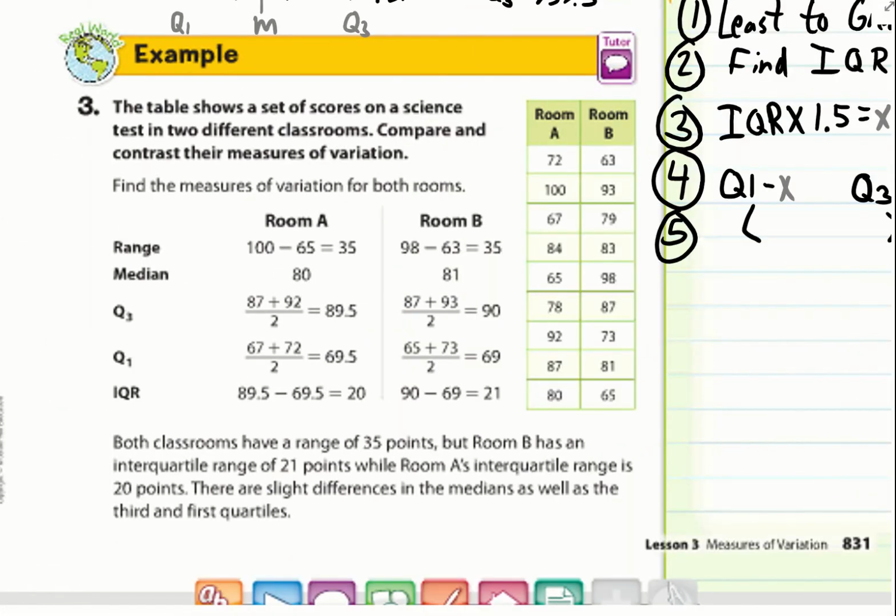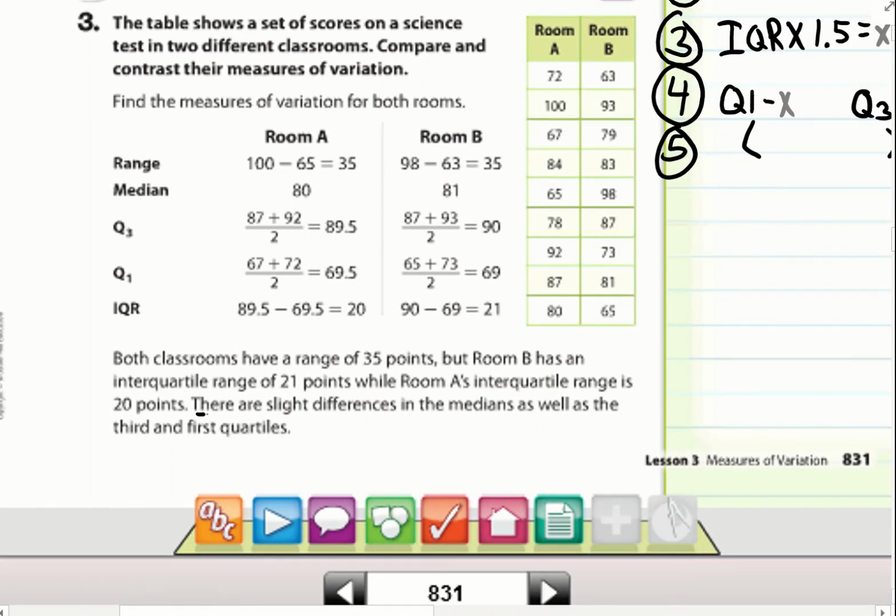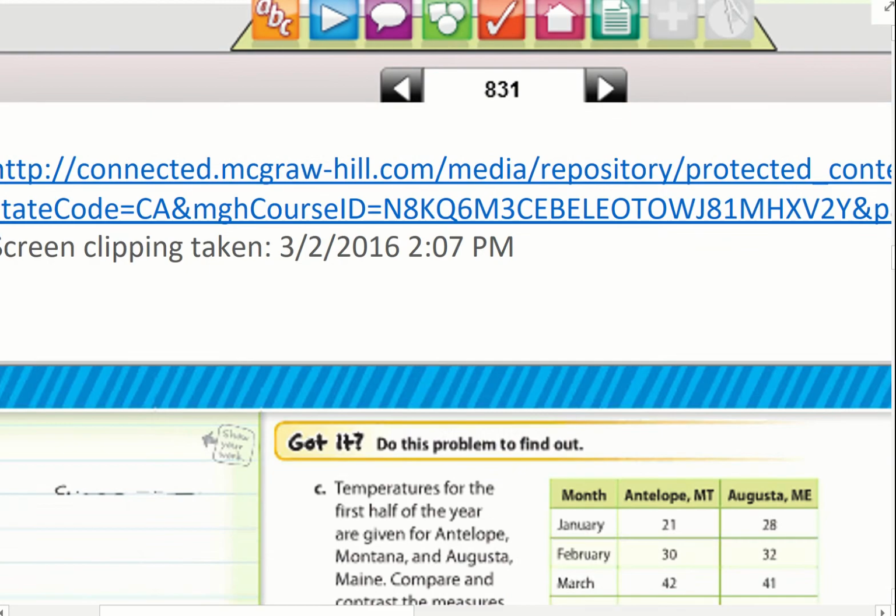So when we're comparing and contrasting, I already went over the answer. So the ranges were the same at 35. So that's how we're comparing example 3. Both have 35. The median, now we're comparing the median. Oh, sorry. Looks like they jumped to the IQR. So you look at the IQR. One of them has 21 and the other was 20. So we just have to explain what the differences are. And then there are slight differences in the medians as well as the first and third quartiles. So they found the range, median, quartile 3, quartile 1, and IQR, and they just explained that one of them was slightly different, but they were almost the same.